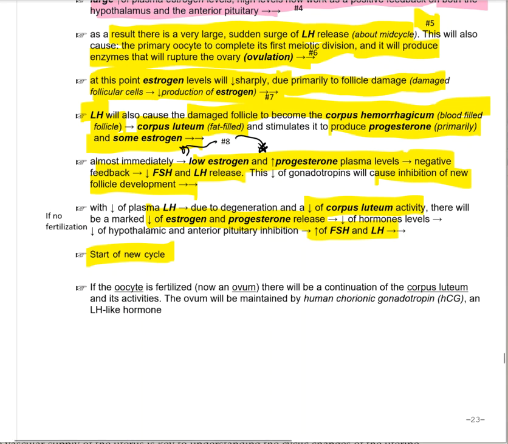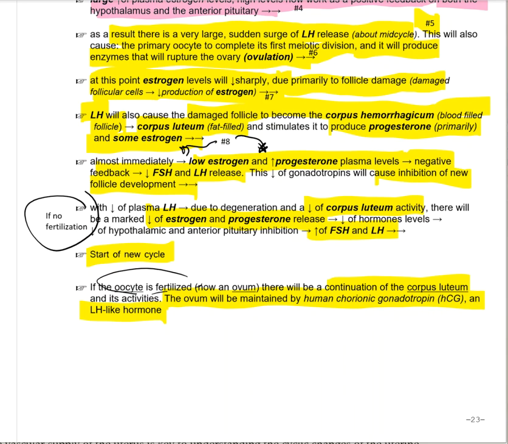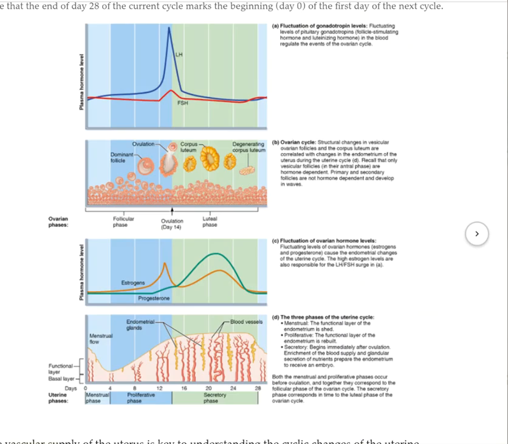However, if there is fertilization, what will happen is we'll get continuation of the corpus luteum, and then it'll keep producing progesterone, and the ovum will be maintained by human chorionic gonadotropin, an LH-like hormone that's being produced by the placenta eventually. So this will then result in the corpus luteum still maintaining until the placenta is completely developed and can take over. And normally, if we don't have fertilization, the corpus luteum will degenerate and become a corpus albicans, and as it degenerates, our progesterone and our estrogen levels will go down, and we will get sloughing off of, then we won't maintain our uterine lining.